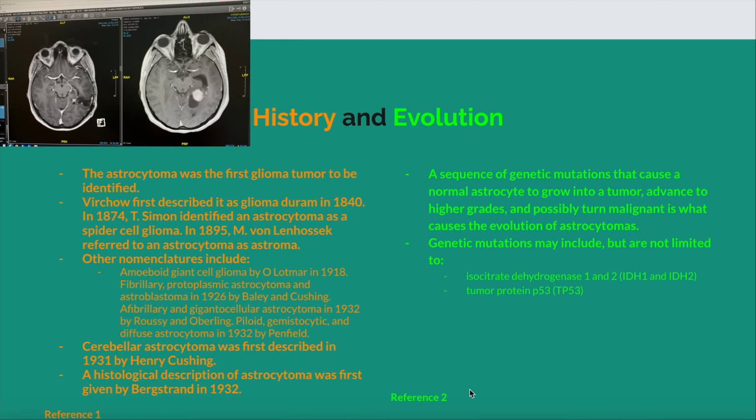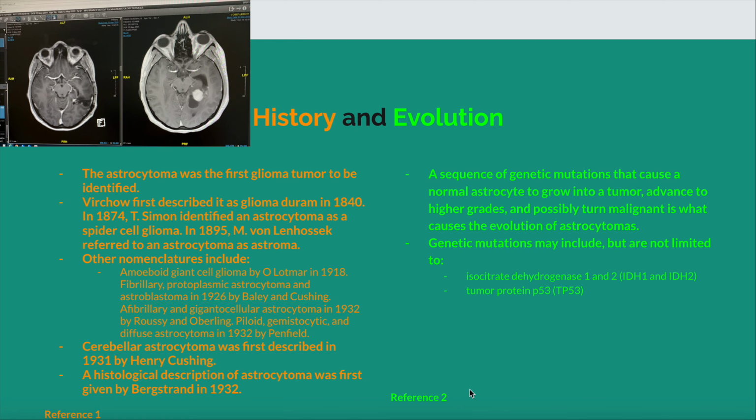amoeboid giant cell glioma by O. Lotmar in 1918, fibrillary protoplasmic astrocytoma and astroblastoma in 1926 by Bailey and Cushing, afibrillary and gigantocellular astrocytoma in 1932 by Rousey and Oberling, piloid, gemistocytic and diffuse astrocytoma in 1932 by Penfield.